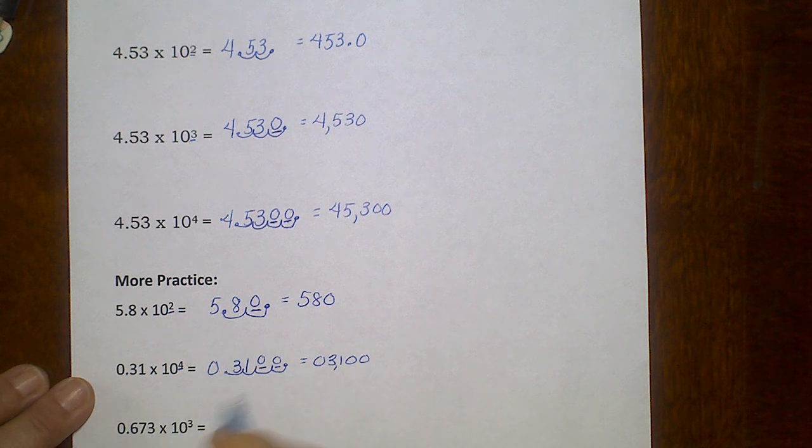One more, 673 thousandths. Going to write the decimal. I'm multiplying by 10 to the third power. That means I'm multiplying by 1,000. I'm using the trick, move the decimal point to the right 3 times. 1, 2, 3. It lands there. So my answer is 673.